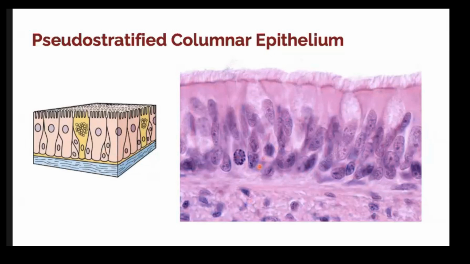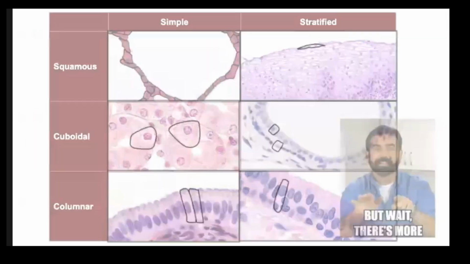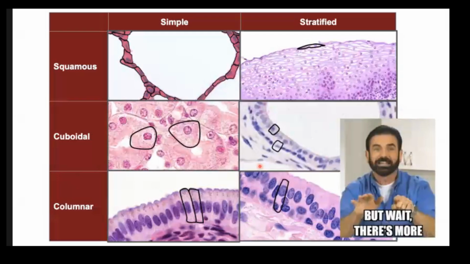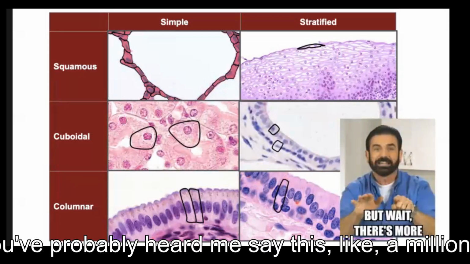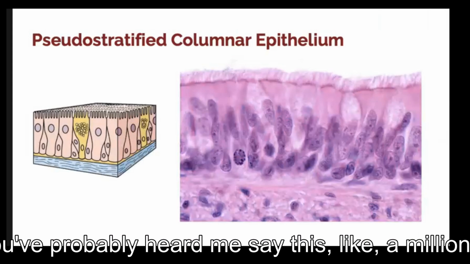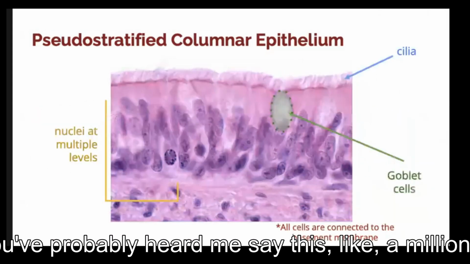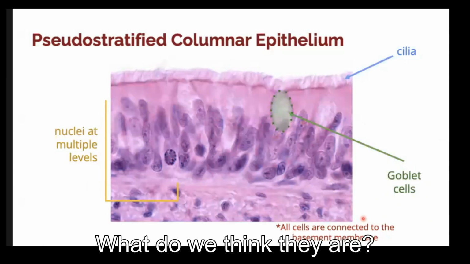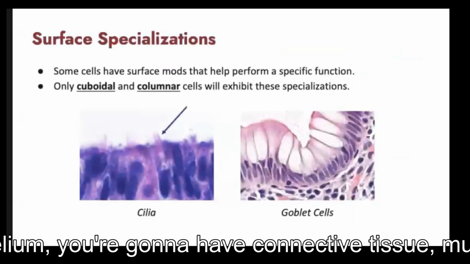So how would we differentiate this from, say, stratified tissue? Well, in your stratified tissue, do we see how all of their nuclei are in a straight line, kind of like sets? Your pseudostratified columnar epithelium is going to look wonky. You're going to see nuclei at multiple different levels. You're also going to see specializations. There's two of them. You can have either goblet cells or cilia, sometimes both.